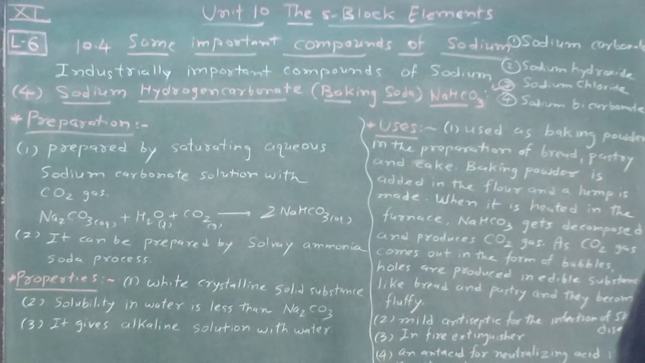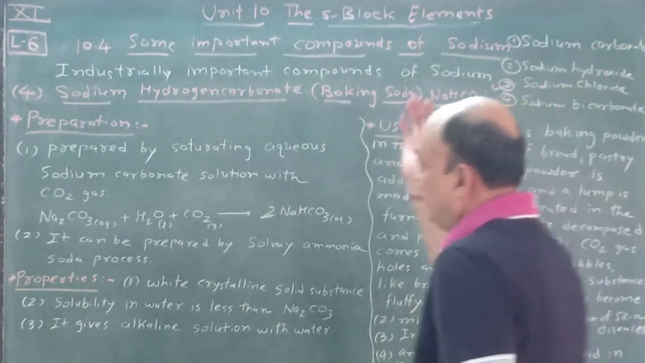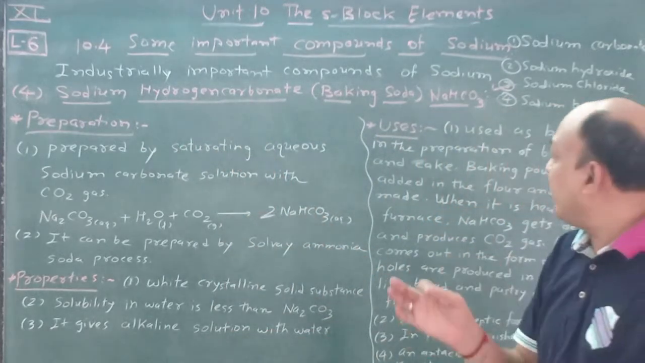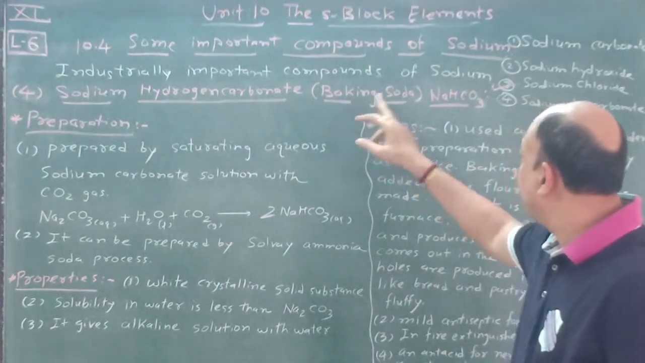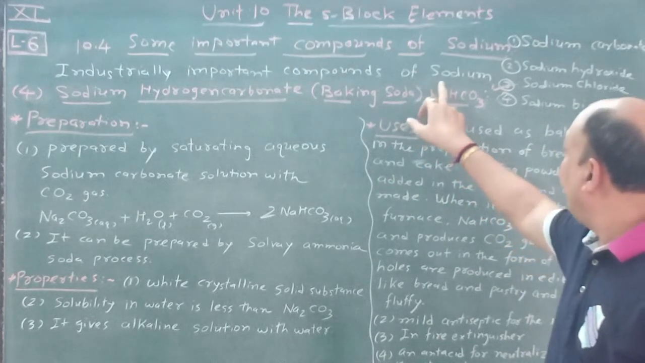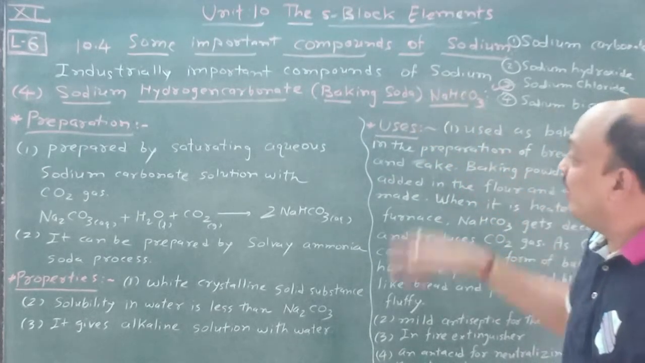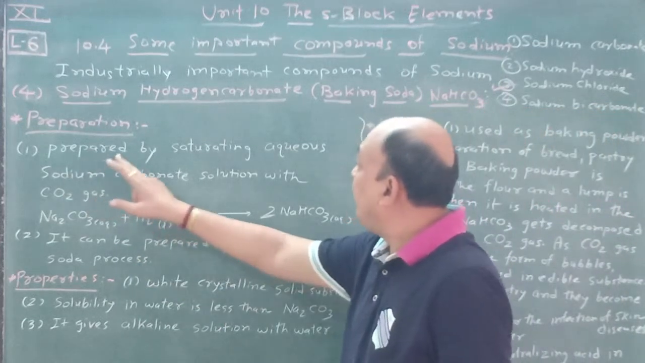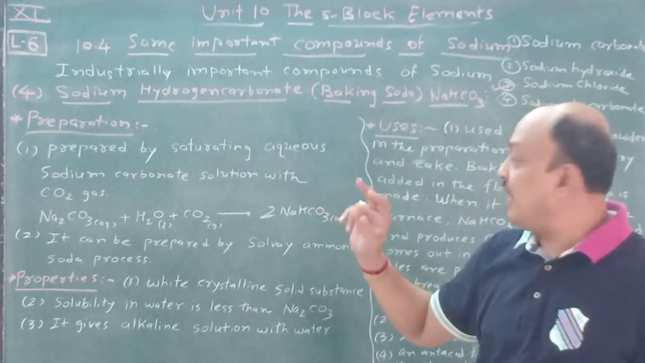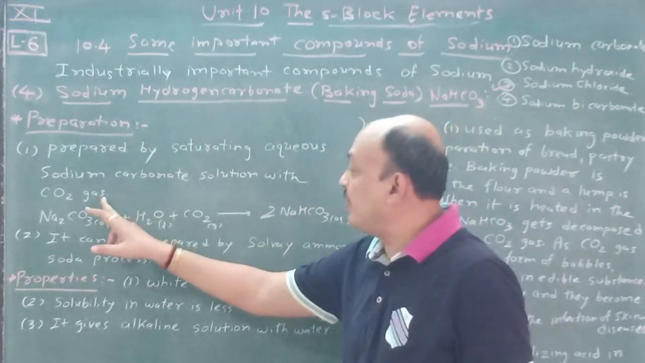Now here, industrially important compounds, and the last is sodium hydrogen carbonate. Another name is sodium bicarbonate. Another name is baking soda, and the formula is NaHCO3, Na plus and HCO3 minus 1. Preparation: first, it is prepared by saturating aqueous sodium carbonate solution with carbon dioxide gas.